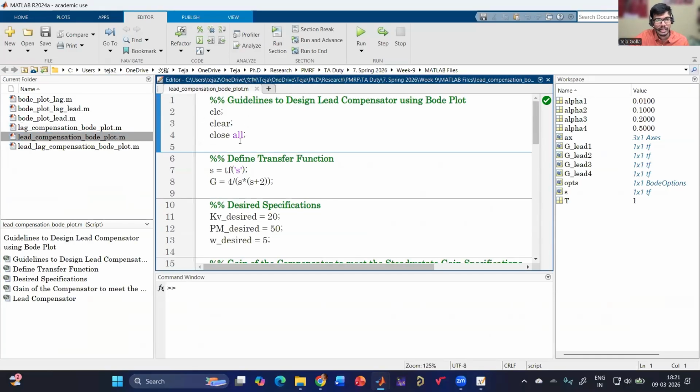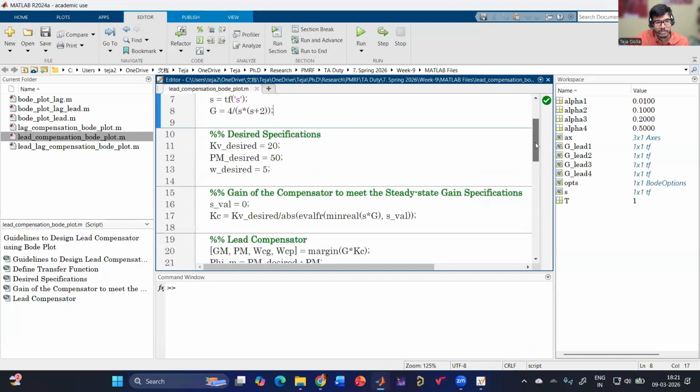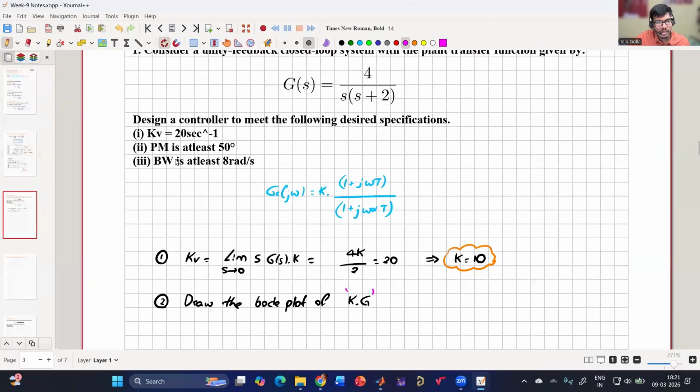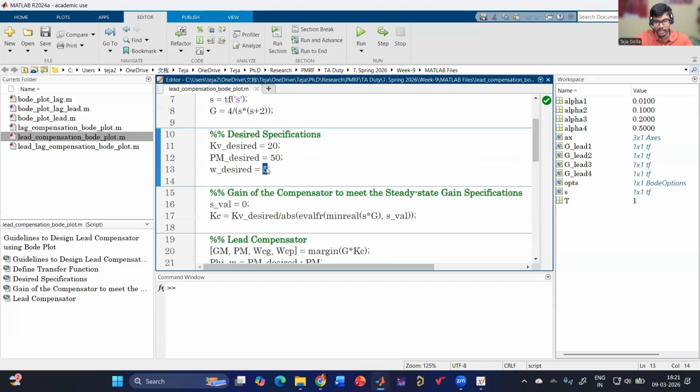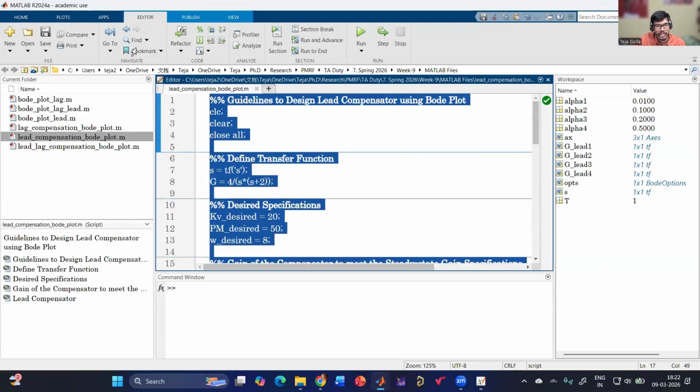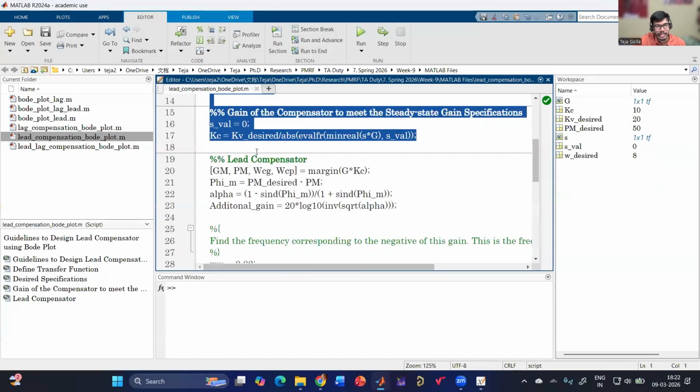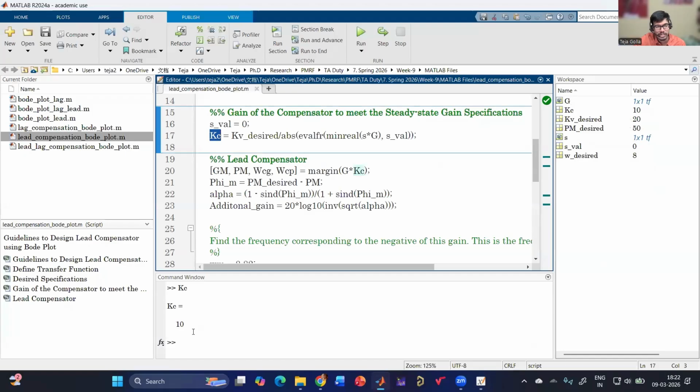Again, clearing the workspace as well as the command window. Then I'm defining the transfer function 4 into s by s plus 2. My desired specifications are Kv desired is 20, phase margin is 50, and bandwidth is at least 8. So let this be 8. What I have to do is first calculate my Kc. Kc is Kv desired by the gain my system has. If I evaluate till here, I will get my Kc as 10, which is what we have calculated.